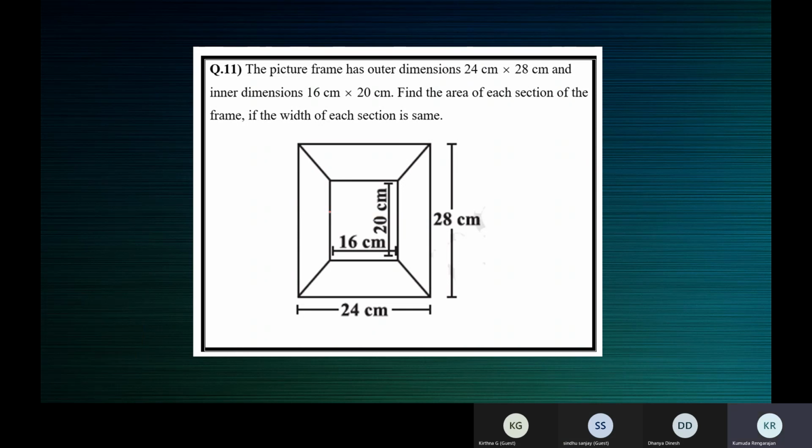All right. So the width is 4 and the parallel sides, this one is 20 and this one is 28. 20 and 28 are the parallel sides, distance between them 4. So like this, find the area of section 3 and 4.